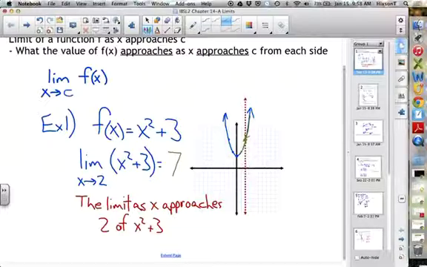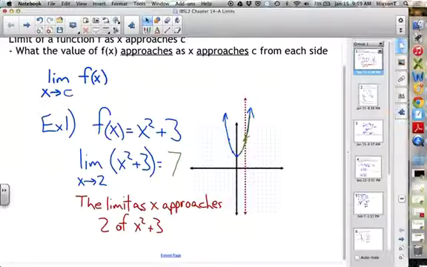Now, that's the same thing that you would get if you just plugged 2 into the function. 2 squared is 4 plus 3 is 7. And we'll look later on at when you can just evaluate the function to get the limit, and when you have to do some other stuff. Okay? So we'll work towards that. In this case, we could have just plugged in 2. But again, we'll see why in a few minutes.